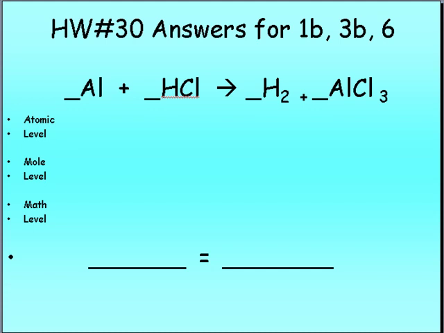If I take a look at this equation, the first thing that I note is that this is a single displacement reaction. Single displacement, SD. Because an element, aluminum, kicks out hydrogen, forms a new compound with the chloride, forms aluminum chloride, and the hydrogen goes home alone, forms hydrogen gas. This is a single displacement. Element and compound make element and compound. It's also a redox reaction.